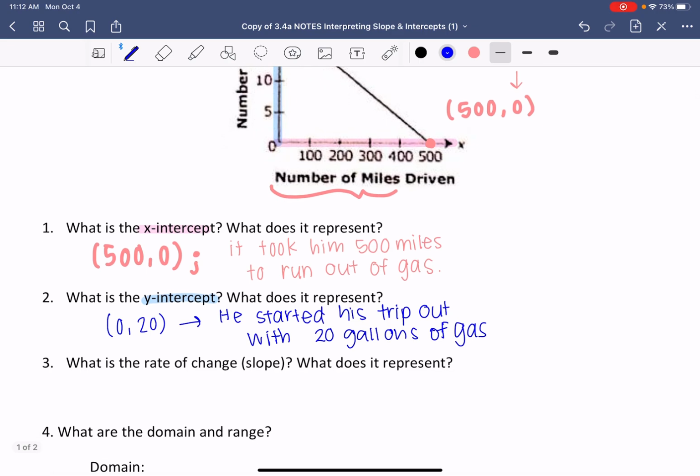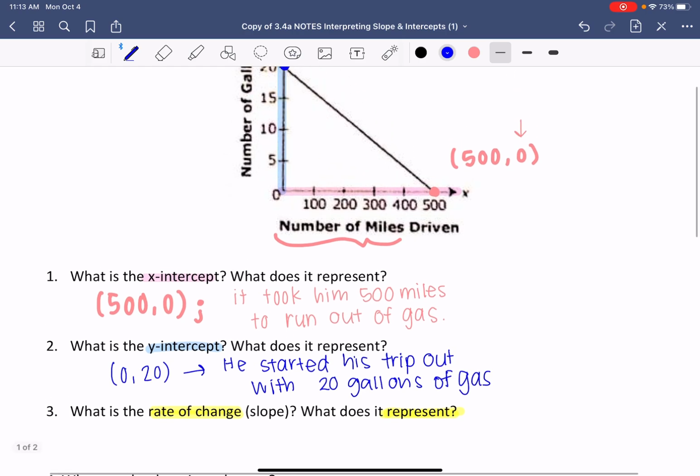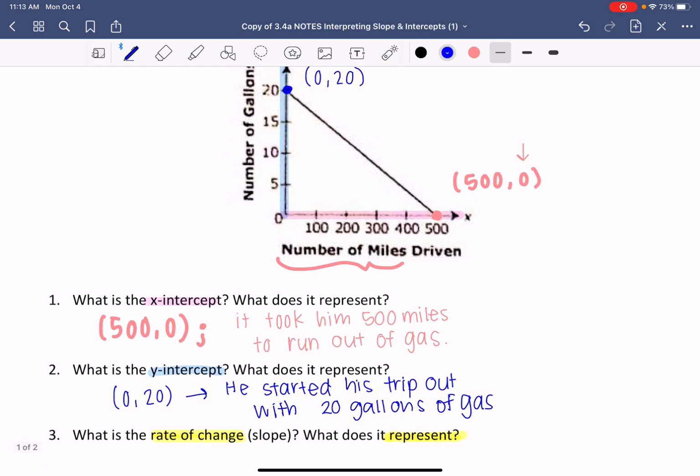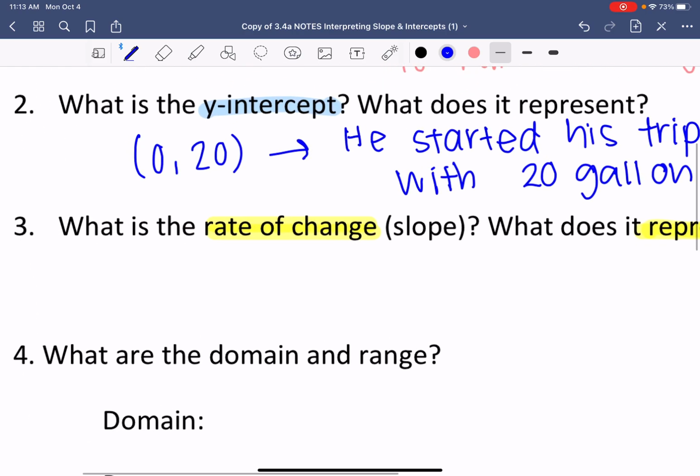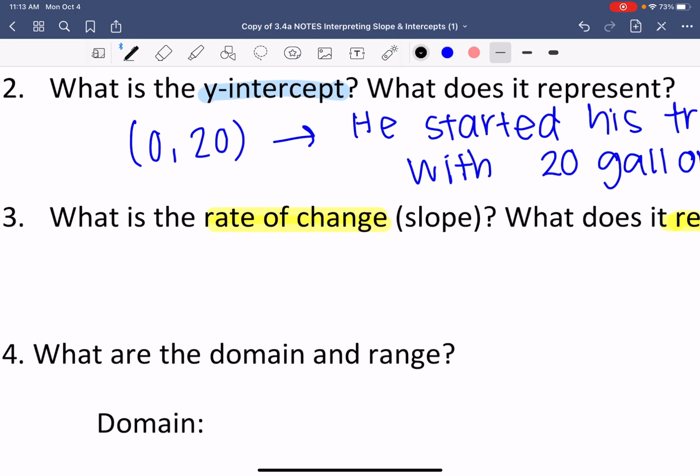All right, so now we want to find the rate of change. The rate of change is just the slope, okay? And we are wanting to know what does it represent. So right now, we don't have much to go off of but the y-intercepts and the x-intercepts. So we're going to use our intercepts to find slope. Now, in the last video, we learned how to find slope between 2 points. And it's y2 minus y1 all over x2 minus x1.